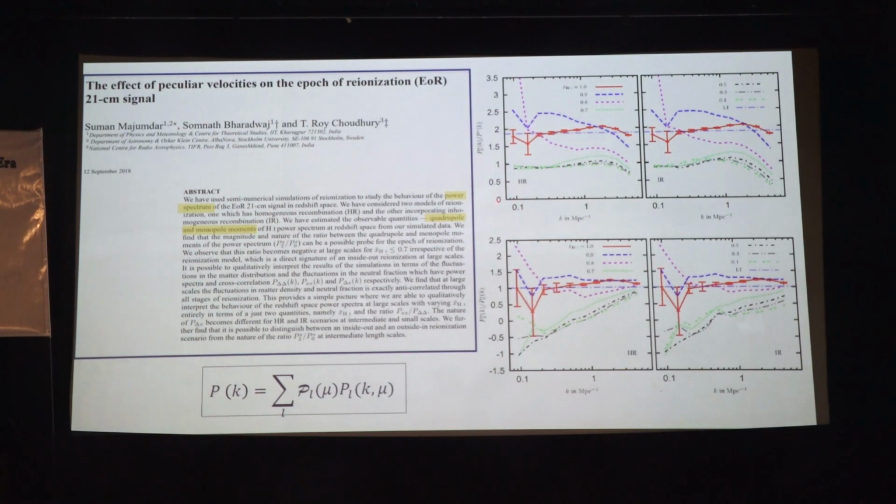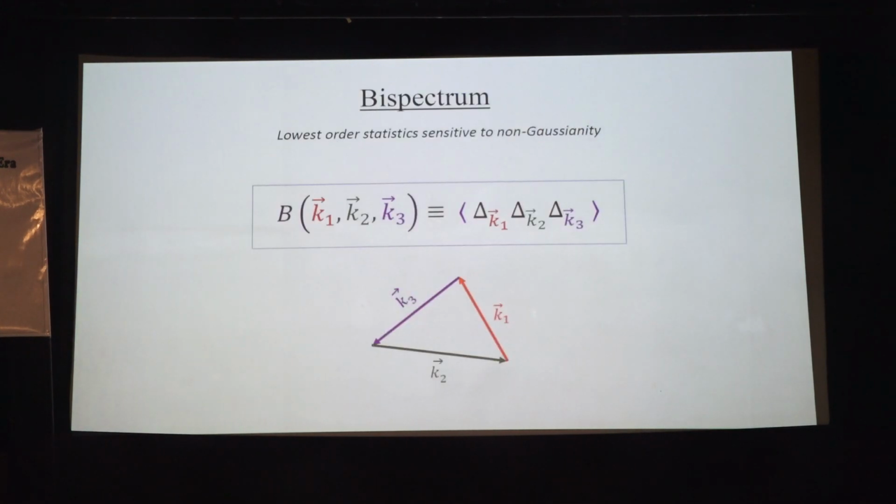So they have studied the monopole, which is the L equal to 0 pole, and the quadrupole, L equal to 2. The L equal to 1 pole will be 0 due to the symmetry on the plane perpendicular to the line of sight. So now the question we are addressing here is: what is the effect of this peculiar velocity on the bispectrum?